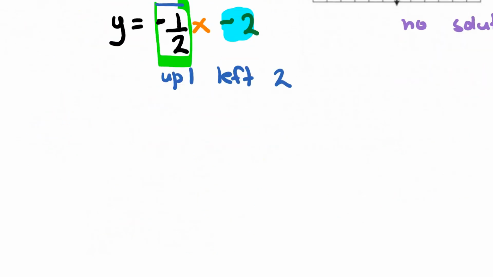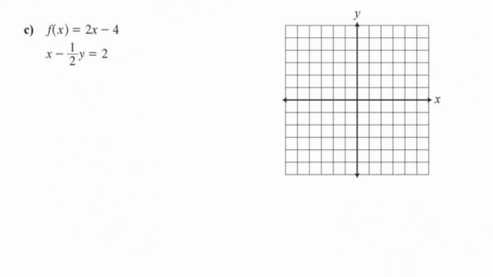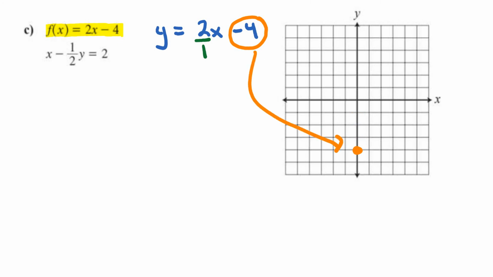Okay, let's move on to letter C now. For letter C, let me attack the first equation first, because I can rewrite this as y equals 2x minus 4. And I will put the 2 over a 1 here so that the slope is a little bit easier to identify. Now my y-intercept is negative 4, so let's go down 4 spots. So there's my y-intercept. That's your starting point, as I call it. And then let's take a look at your slope here, which is 2 over 1. So that means we're going up 2, right 1.